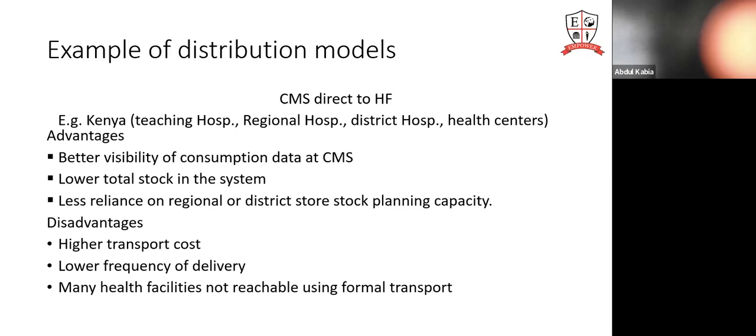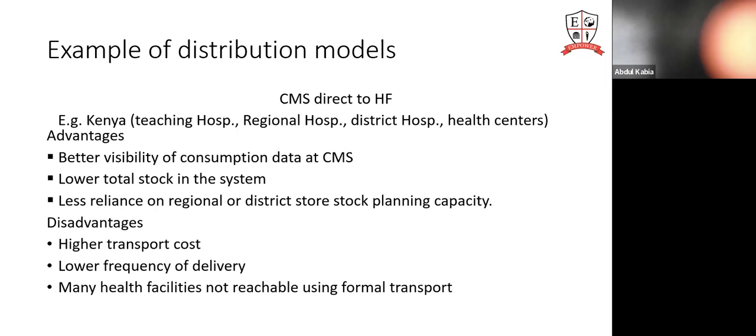It's because you are distributing direct to the facilities and the data also comes to you direct. So it's easy for you to have better visibility. And there is low total stock in the system, because you don't have each level holding buffer stock; you just have two levels. So say the facilities are holding a buffer stock or safety stock of 1 month, and then at central level we are holding a safety stock of 9 months. So the total in the system will be about 10 months.